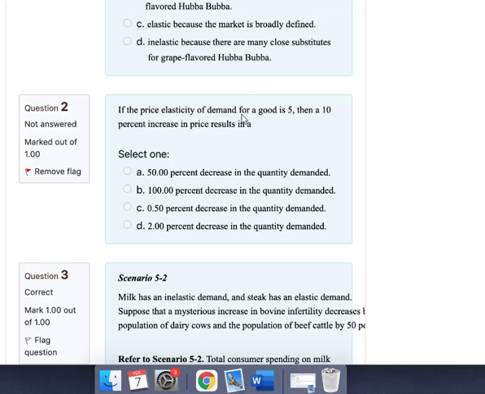If the price elasticity of demand is 5, then a 10% increase in price results in, so just say price elasticity is 5, which is equal to percentage change in quantity demanded over percentage change in price. Well, a 10% increase in price, so you just do the algebra. 10 times 5 is a 50% decrease in the quantity demanded, A.